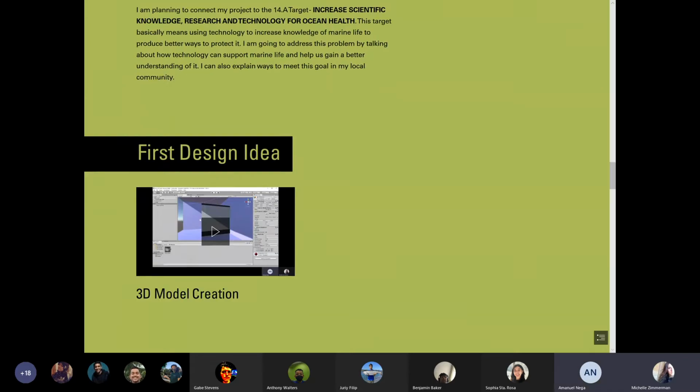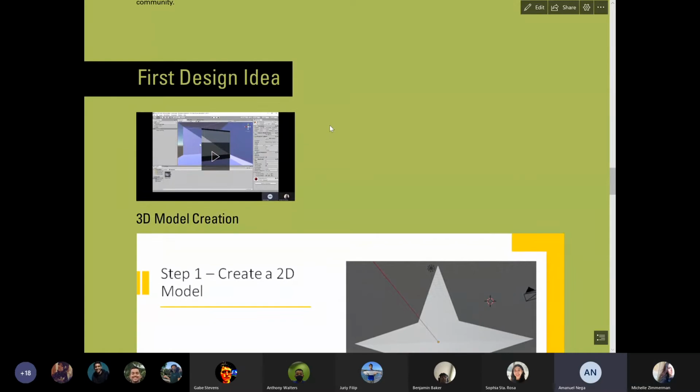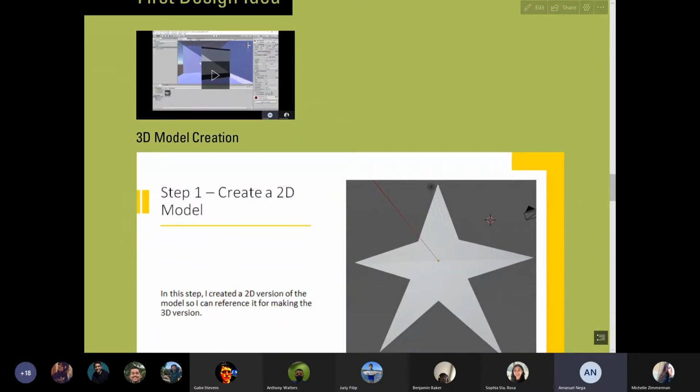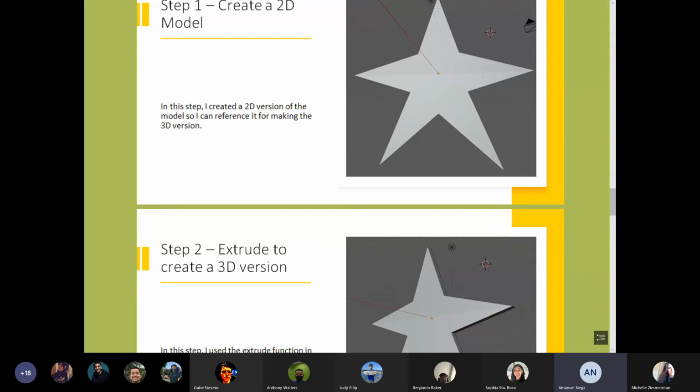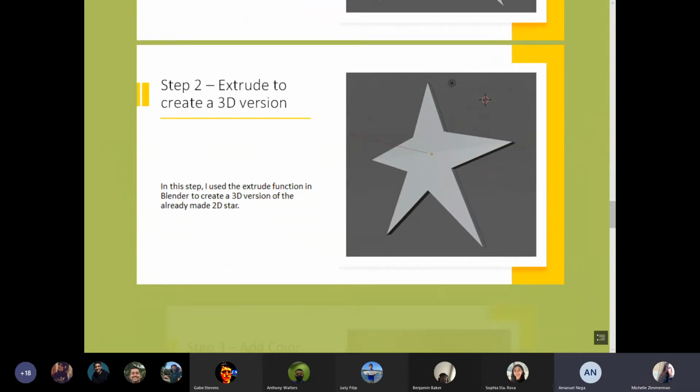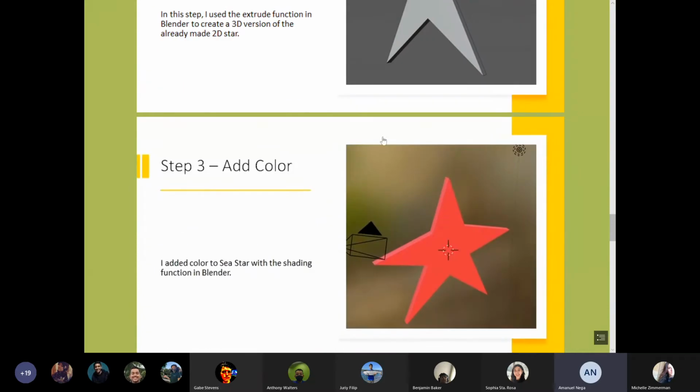Okay, continue, Emmanuel. So then my first design idea was to create a tank where the sea stars would just sit there and you could observe them. And then I would have signs talking about the life of a sea star and some scientific facts about them. And so I went to create the 3D model. And so in Blender, which is a 3D modeling app, I first created a 2D version of the model. Then I used the extrude tool to make it a 3D version, and then I used the shader tools in order to add color.